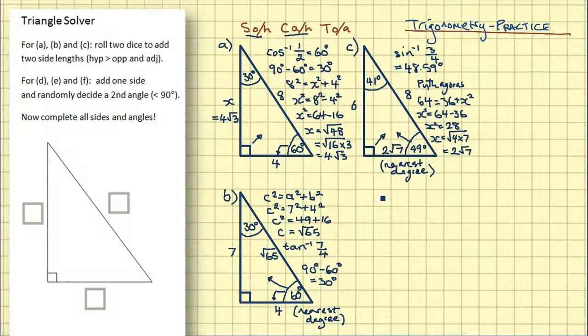Okay, so now to move on to D, E and F. I just paused the video because what I wanted to do was get some random angles, because for D, E and F we've got to add one side and randomly decide a second angle which has got to be less than 90. Now what you need for that is a random 1 to 90 generator, which you can get on the internet, and you can just simply randomize that or just make up some numbers. Anyway, I've used the random generator and I've got these angles.